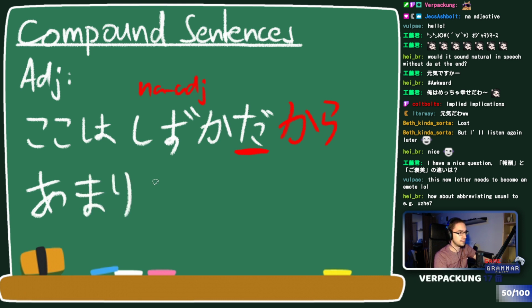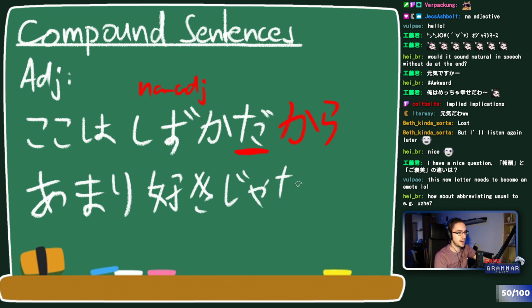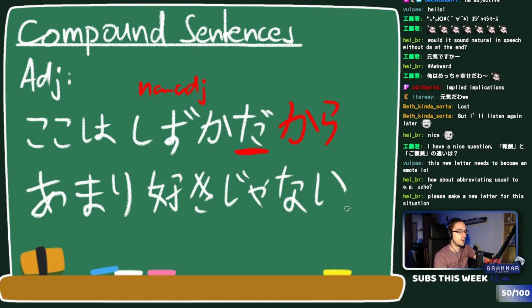Amari suki janai. And once again, the same thing is true in this clause, because suki is a na-adjective. We rely on the copula to complete the clause. Here it's a negative copula, so even more so we need it, because suki on its own can never be negative. It can only ever be what it is. It relies on the copula for conjugation in the first place.